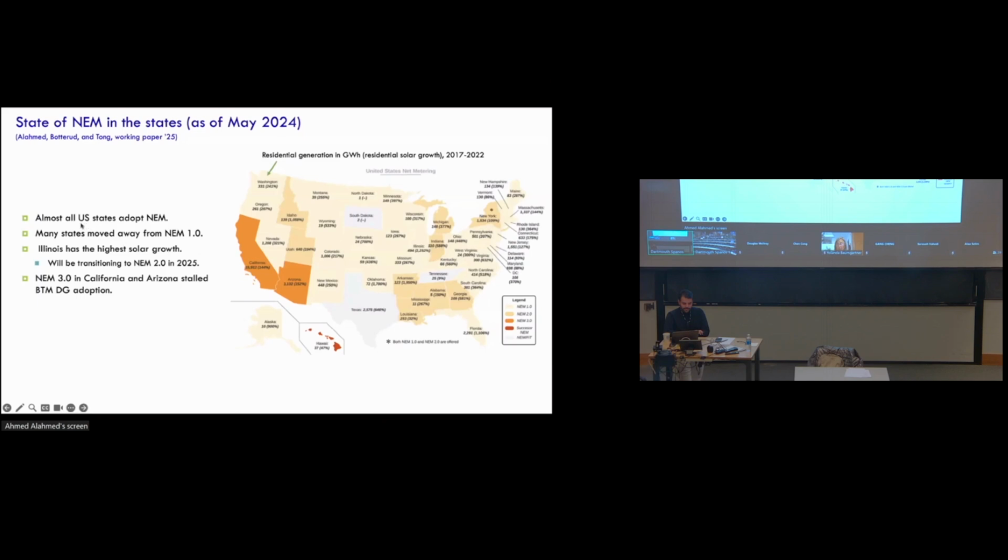Illinois, interestingly, has the highest solar growth, and because of that, they're going to shift to net metering 2.0 this year. Because if you have a lot of solar generation under net metering 1.0, then you have all of these challenges that we discussed. So you need to consider a successor net metering policy. And net metering 3.0 in California and Arizona almost stalled the renewable adoption in those states.